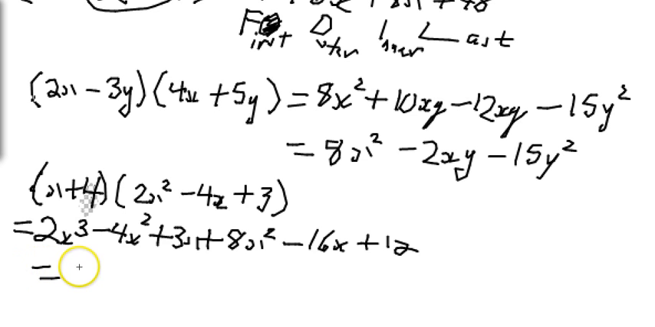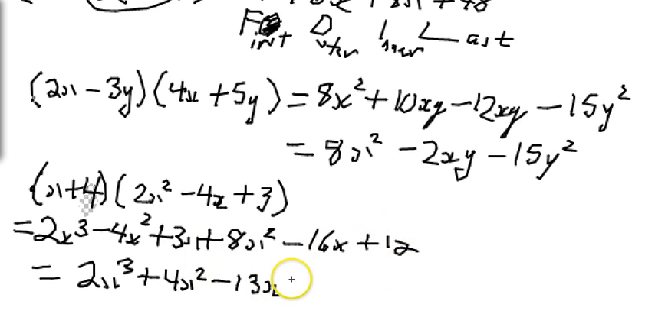And now we collect like terms. So the 2x cubed, it's only x cubed. I've got negative 4x squared plus 8x squared, which will be plus 4x squared. 3x minus 16x is minus 13x. And then the constant term, remember, is 12.